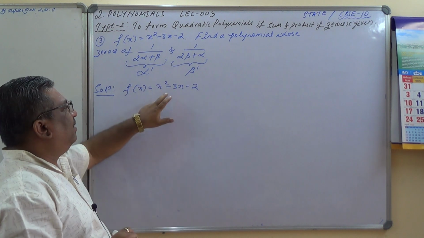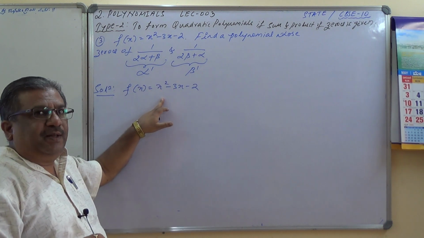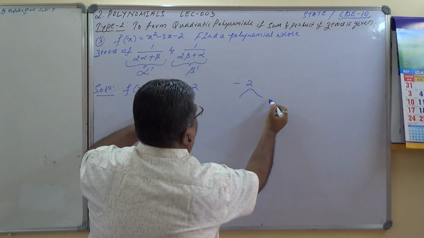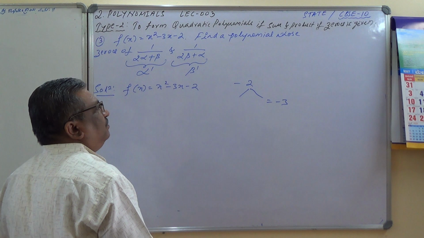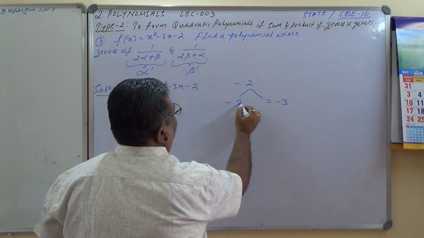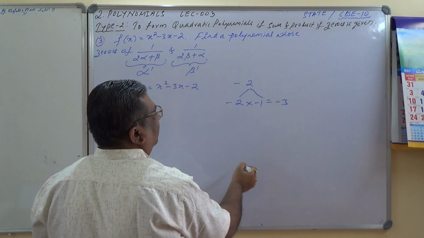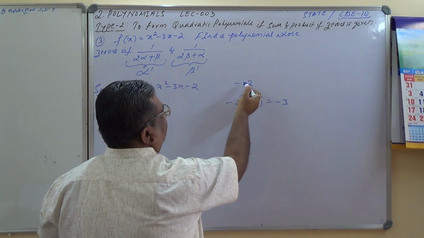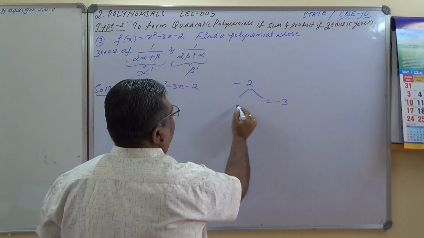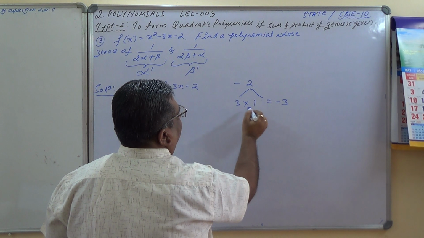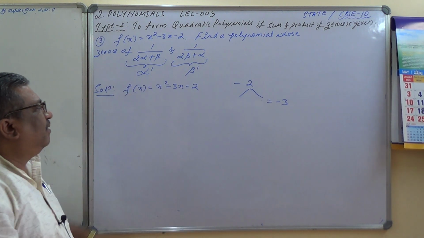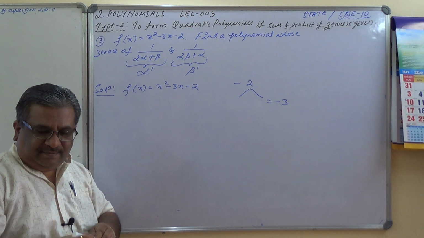So let me try to find out the roots of this equation by splitting the middle term. 2 into 1, minus 2. Here I require minus 3. Minus 2 into minus 1, it will be minus 3, but this will not be minus, this becomes plus. Not possible. 3 into 1, not possible. You cannot split this middle term, isn't it?